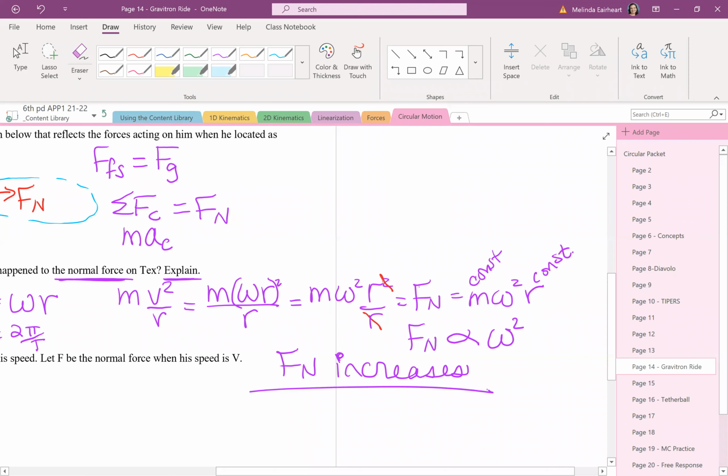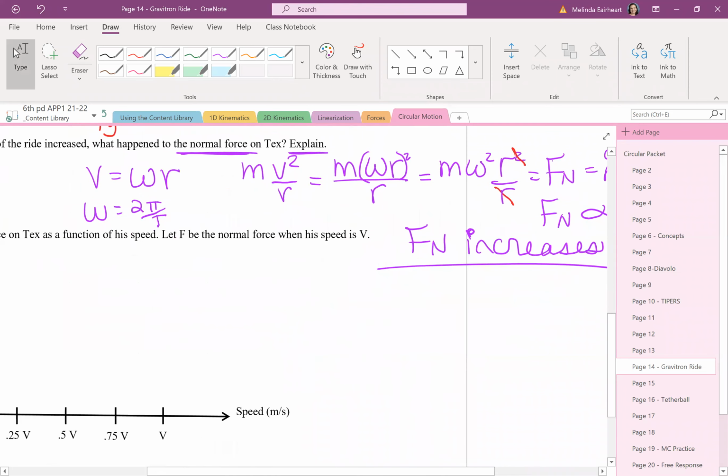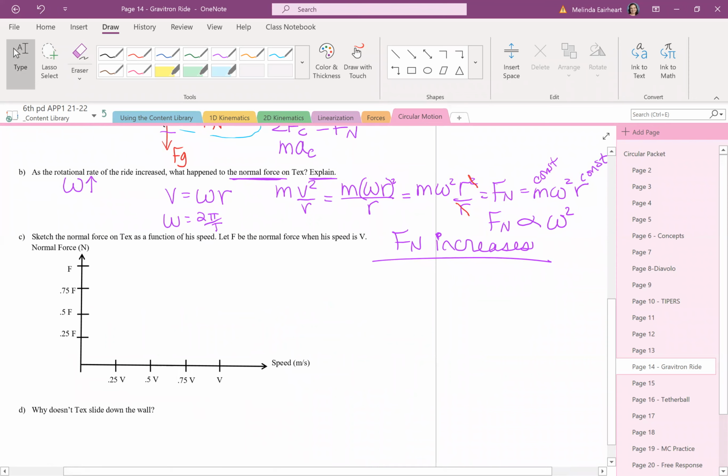Now with this proportion, normal force is proportional not just to angular speed, but the square of the speed. That's what we're going to use to graph. It says sketch the normal force on the test as a function of its speed. Oh, wait a second. Now it's giving meters per second. We're back to v. So maybe I go back to mv squared over r equals Fn.